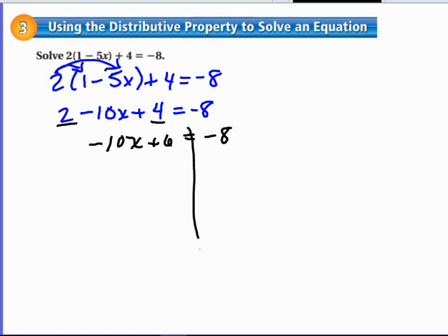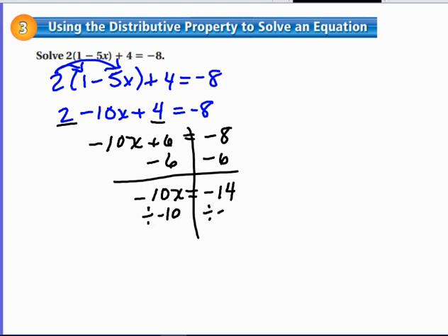So then we're back to a regular two-step equation. First step, get rid of this add 6 by subtracting 6. Negative 10x equals, adding these two together, negative 14. So now getting rid of this negative 10, it's multiplied, so the opposite of multiply is divide. So we're going to divide by negative 10. So x in this case is equal to 1.4.